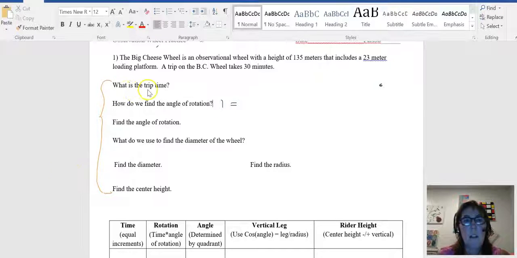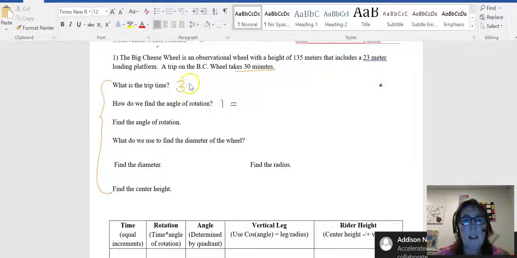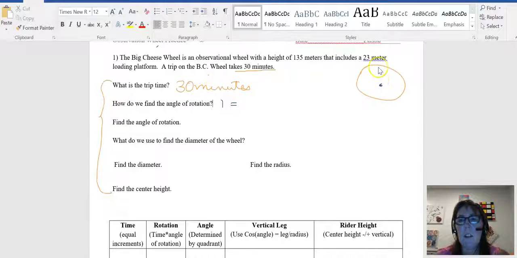So the first thing I want to know is what is the trip time? As you can see up here, I was given a little bit of information up in the top. And if I look at that carefully, it tells me that I have 30 minutes. Now what that means is I have a Ferris wheel here, and the platform is 23 meters. It also tells me that the whole height of the Ferris wheel is 130 meters, and what the 30 minutes represents is the amount of time it would take me to get on the ride and make one full rotation. So my trip time is 30 minutes.